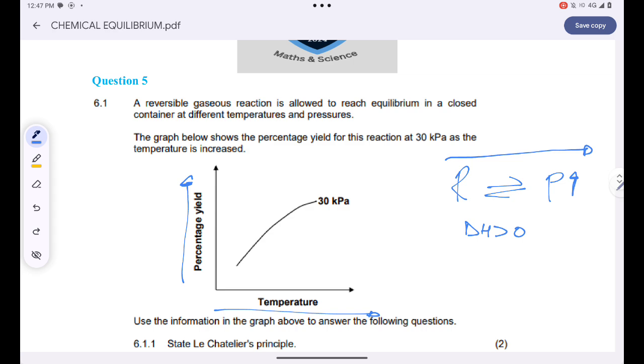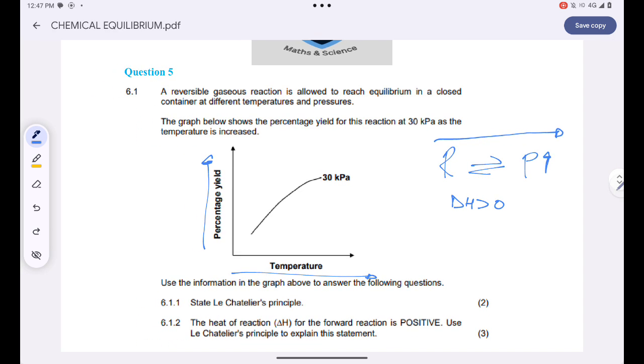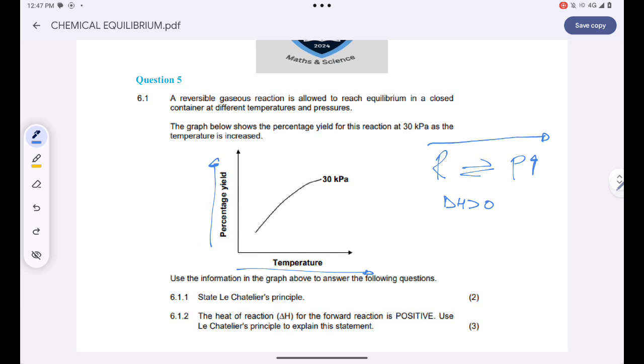They want us to state Le Chatelier's principle in words. It simply states that whenever a reaction at equilibrium in a closed container is disturbed by one of the factors affecting equilibrium, the system will shift in such a way that it will oppose the disturbance that was made.